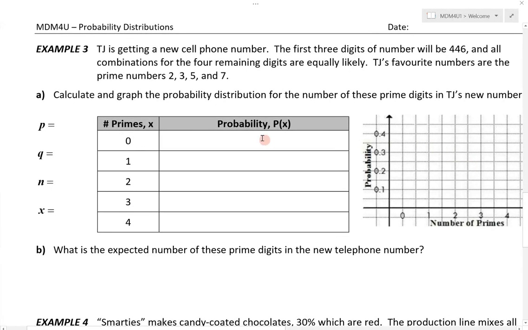So, now, how many numbers are there to choose from? Well, we have the digits from 0 to 9, which is 10. So we have 10 possible outcomes. And TJ's favorite outcomes, which we'd consider successes, are 2, 3, 5, and 7. So you have 4 out of 10 ways to get a successful outcome. So our probability here is going to be 4 out of 10, which means the probability of failure will be 6 out of 10. And we need 4 more numbers to complete the phone number.